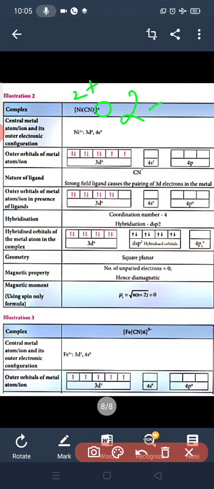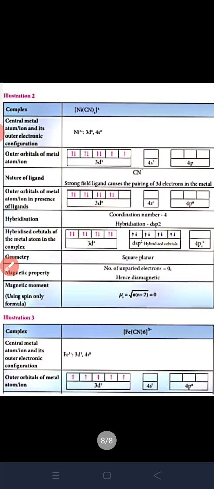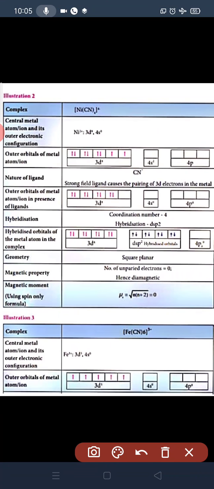Okay, the outermost electronic configuration of nickel is 3d8, 4s2. For the 2 plus, we will remove those 2 electrons from the 4s orbital. So we will get 3d8, 4s0. Remaining steps you have to follow the same. That is, you have to fill the electrons in the 3d orbital first, having all the 8 electrons, and this 4s orbital will be empty.